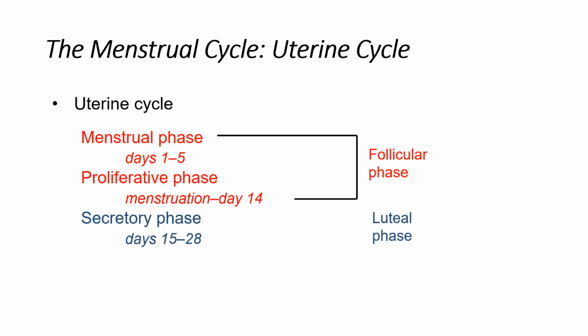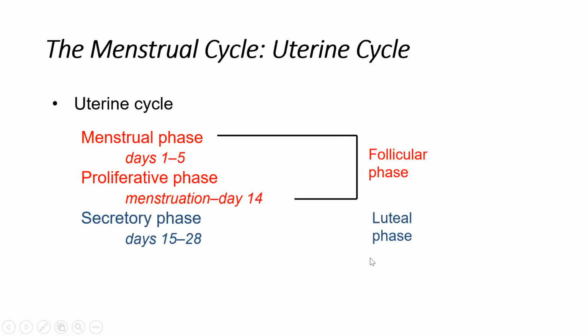Menstrual cycle. So there are 3 phases of the menstrual cycle. 2 of those phases coincide with the follicular phase of the ovarian cycle. So the menstrual phase and the proliferative phase coincide with the follicular phase of the ovarian cycle, whereas the secretory phase of the uterine cycle coincides with the luteal phase of the ovarian cycle.